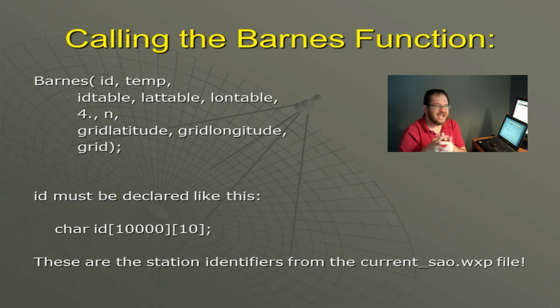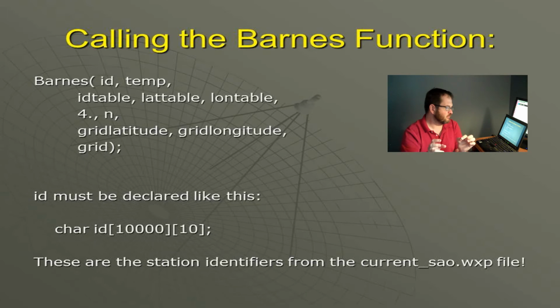The first one I called ID. You don't have to call it ID. It can be called whatever you want. But they are the station identifiers that you have read in from the current_SAOWXP file. So when you read in the current_SAOWXP file, instead of just reading a station identifier and doing something, now store them.